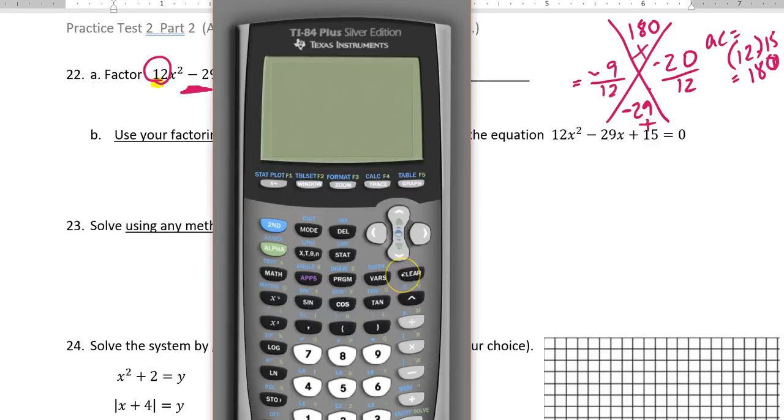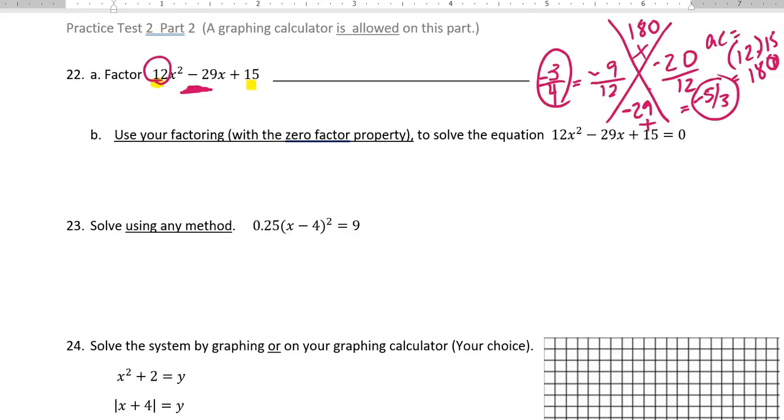So what you do is you enter in your fraction, -9/12, and you hit math 1, enter, and it says -3/4. You do the same thing with -20 over 12. And I get -5/3. So if you're using this method, it's called bottoms up. You put the variable, which is x, at the front, and then you put both the factor pairs as your second terms. But you're not done.